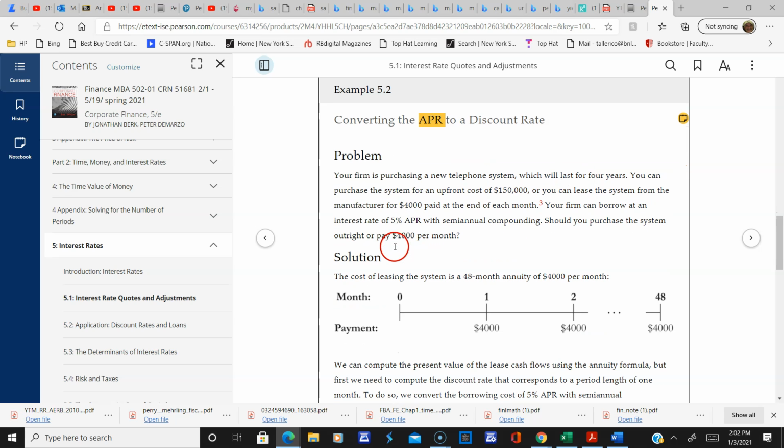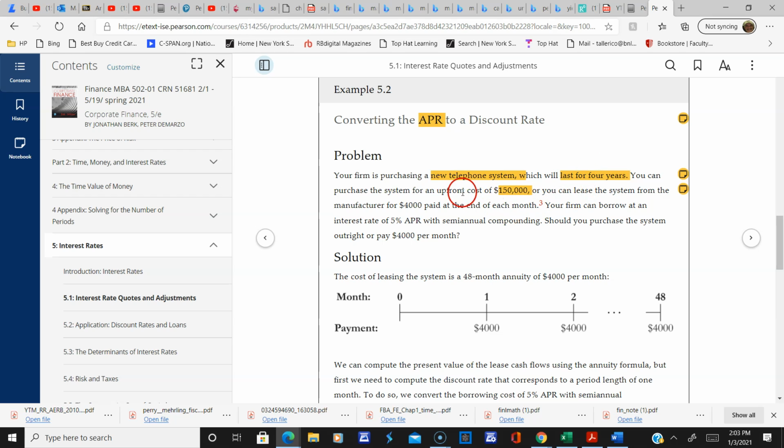So let's read the problem together. Your firm is purchasing a new telephone system. That's the first part, and it's going to last for 4 years. It's got a 4-year lifespan. Let's make sure we're clear. You can purchase the system outright, right up front. It's like buying a car for $150,000 with cash, right? Buying a car with cash.